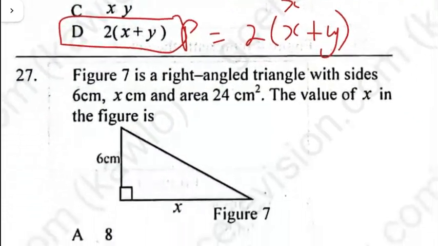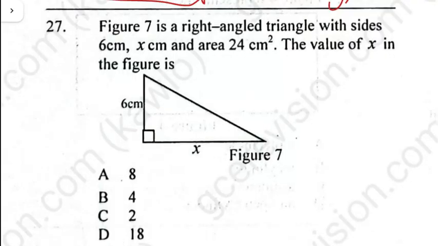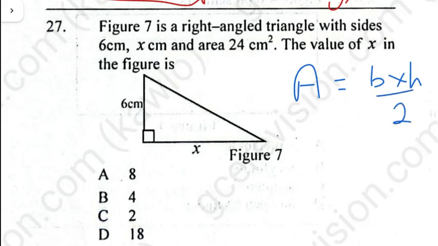Question 27. Figure 7 is a right angle triangle with sides 6 centimeters and x centimeters, and area 24 centimeters squared. The value of x in the figure is... How do we get the area of a right angle triangle? Area is base times height divided by 2.